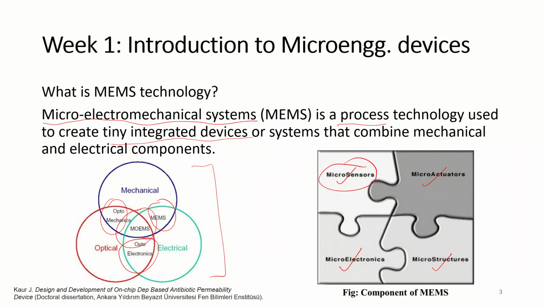Sensors essentially sense things and transform one form of energy to another form of electrical output, which can be measured. That's the function of a sensor. Microactuators essentially transform one form of energy to a moving force. So depending on an electrical output, you can essentially move something. That's an actuator.